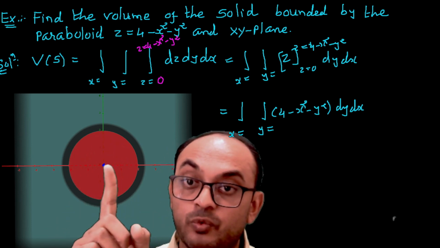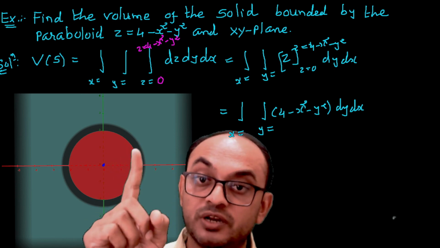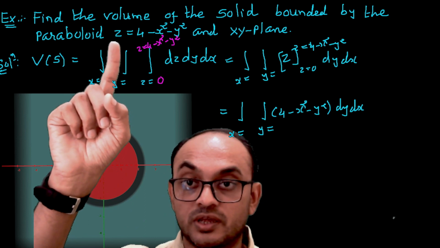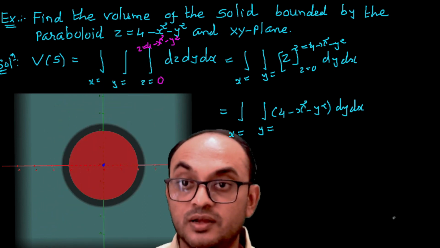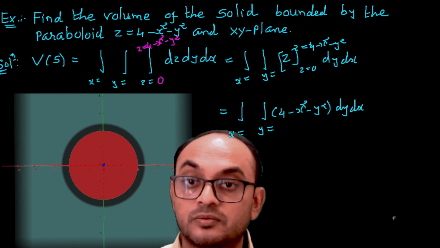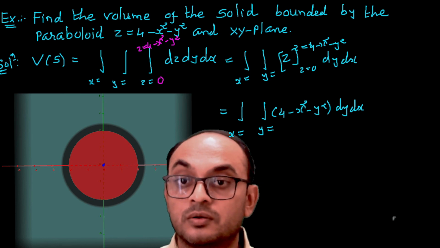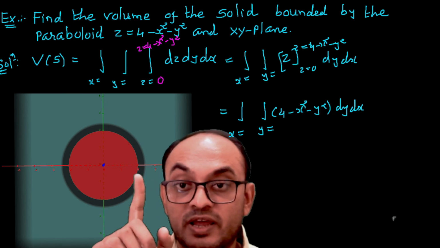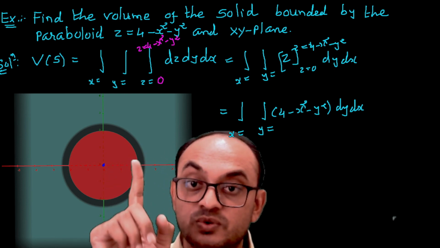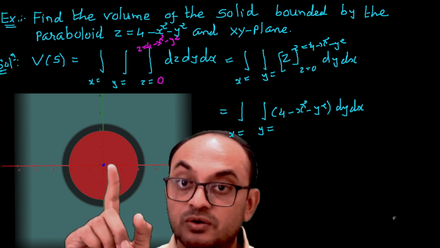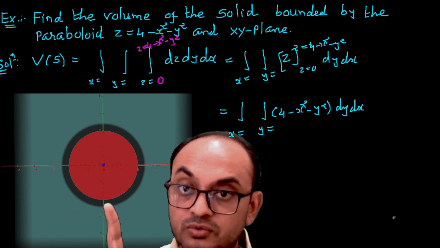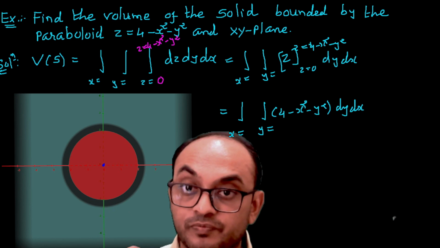This is a circle with center 0 0. Now when we take the projection on the xy plane, that means z is equal to 0. So when you substitute z equal to 0 here, 0 equals 4 minus x square minus y square. What does it mean? x square plus y square equals 4. So that is the circle with center 0 0 and radius 2, because 4 is 2 square. So this intersection point is 2 0, this is minus 2 0, this is 0 comma 2 and this point is 0 comma minus 2.